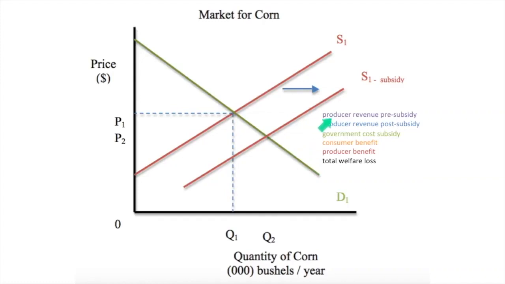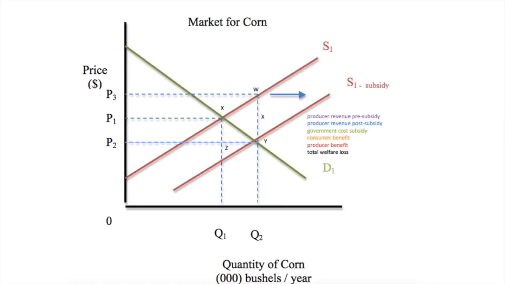For example, we want to know what producer revenue was before the subsidy, what producer revenue was after the subsidy, what the government costs were for the subsidy, because the government's going to have to shell out money for this, what the consumer benefit is, and what the producer benefit is, of giving a per unit subsidy to all of the farmers in the United States for corn. And that is going to create, for sure, some welfare loss.